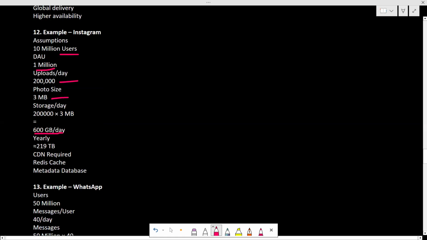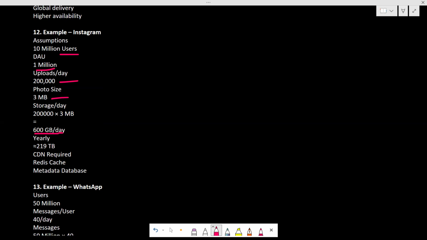So yearly, you multiply it by 365 approximately, and you will get 219 TB yearly. So yearly storage exceeds 200 TB. This clearly indicates the need for scalable object storage, Redis caching, CDN integration, replicated databases, and metadata databases. Okay, this is how heavy the size gets.